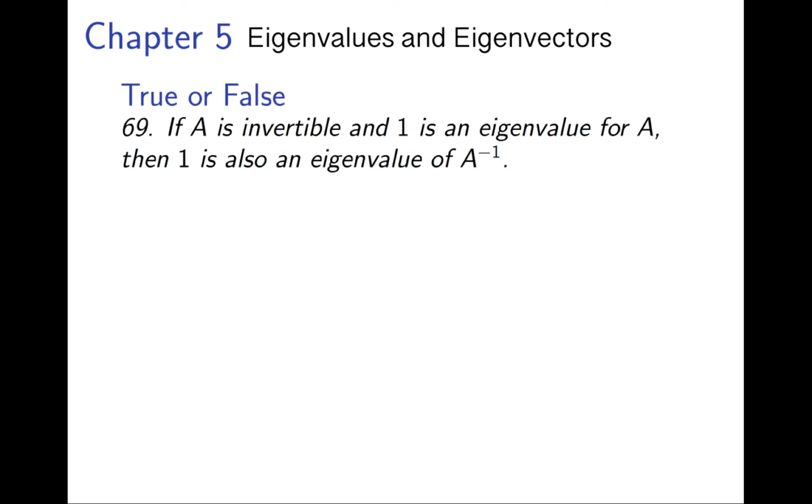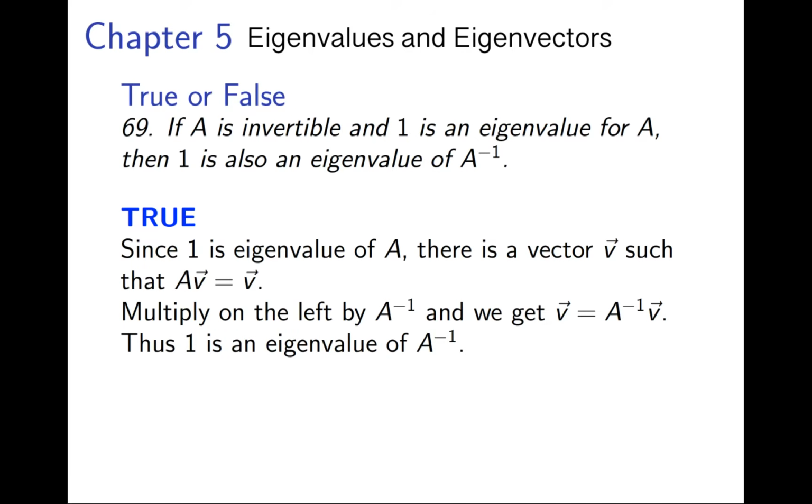Number 69. If A is invertible and 1 is an eigenvalue of A, then 1 is also an eigenvalue of A inverse. And that's true. Since 1 is an eigenvalue of A, there's a vector v such that Av equals 1 times v. We could multiply this equation by A inverse, and we get that v is equal to A inverse v. So that shows that 1 is an eigenvalue of A inverse.